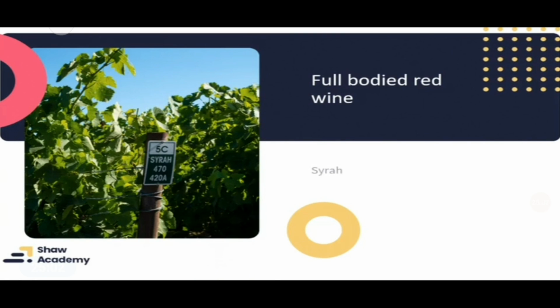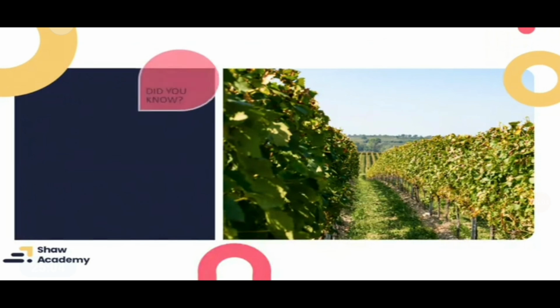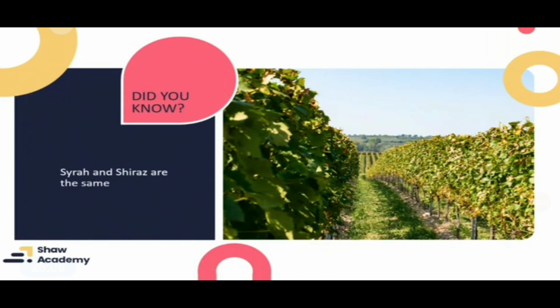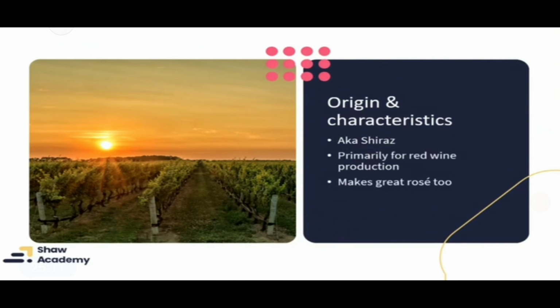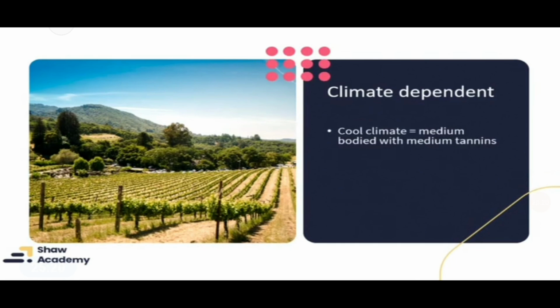When we are looking at a good example for a full-bodied red wine, we can use Syrah. Did you know that Syrah and Shiraz are the exact same grape? Syrah is primarily grown for red wine production, but it makes really great rosés as well. And a prime example of an area that grows beautiful Syrah is the Rhone Valley in France.